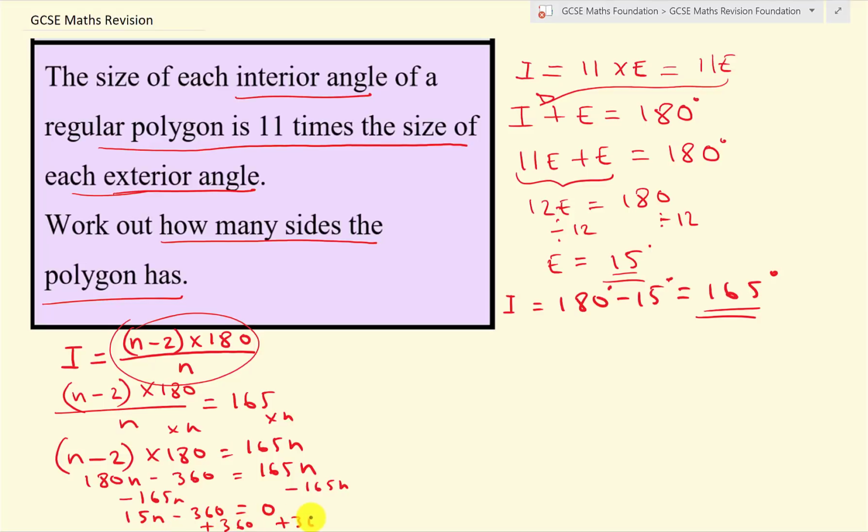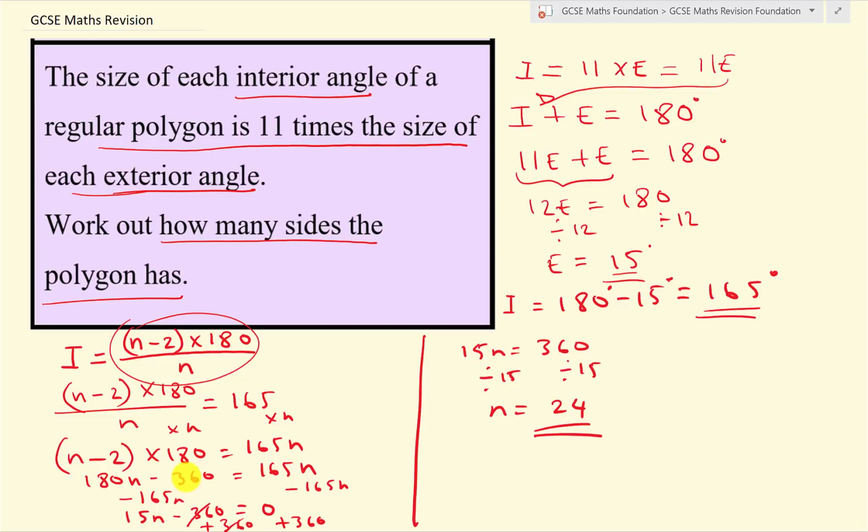Sorry, I'm running out of space. I'm going to move on to this side now. Keep your work in order. So these two cancel out, and that will give me 15n is equal to 360. Divide both sides by 15, and that will give us n is equal to 24. So the number of sides the polygon has is 24.